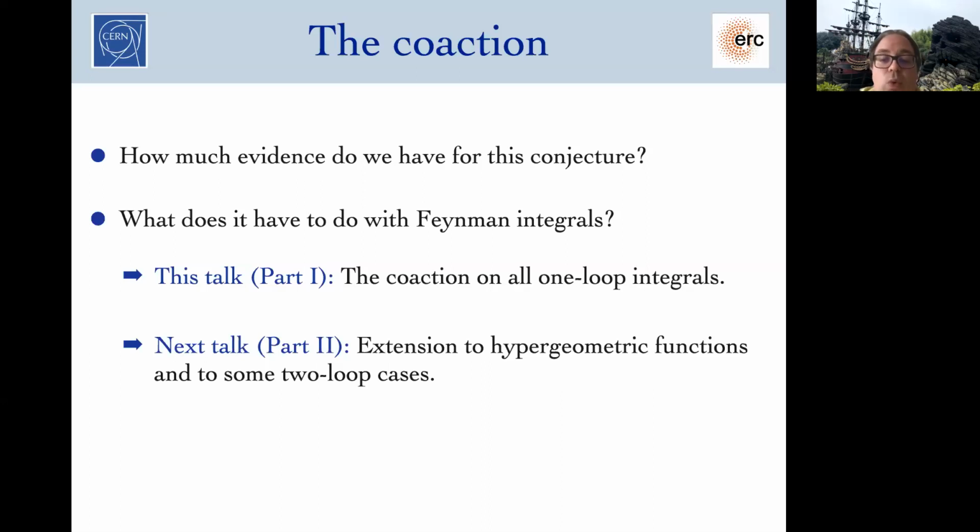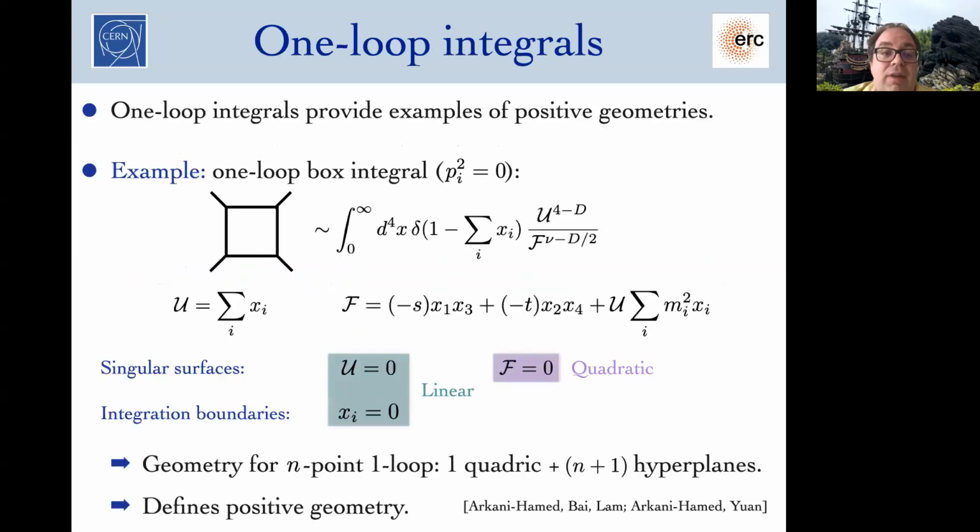Okay, so why one-loop integrals? Well, our starting point was that we said we need positive geometries. So if you want to apply this to Feynman integrals, we need somehow Feynman integrals that come from positive geometry. And that is indeed what happens for one-loop integrals. One-loop integrals, we know they all come from positive geometries. And to give you a feeling why, well, look at the one-loop box integrals. I guess that's something everybody knows very well. Let's look at the case where all the external legs are massless, but I put propagator masses. It's immaterial for the argument.